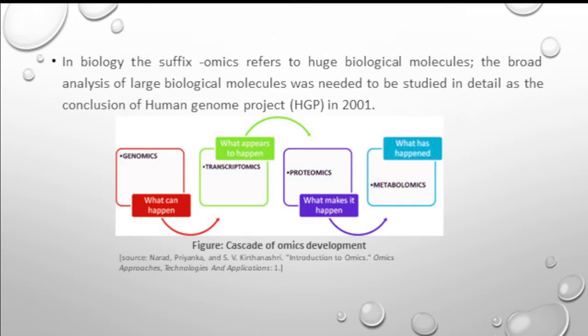Here, this figure summarizes the cascade of omics developments. So with the knowledge of the DNA sequences and genes through the Human Genome Project, it became evident that genetics alone cannot provide answers to most of the questions of human biology. This led to the development of transcriptomics, proteomics, and metabolomics.